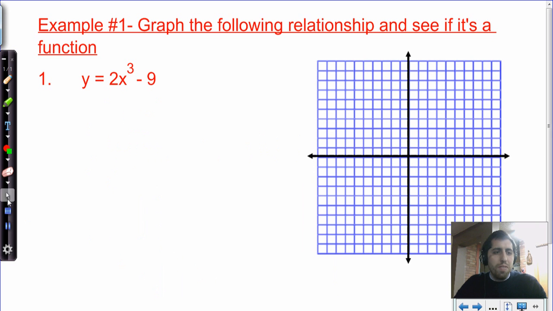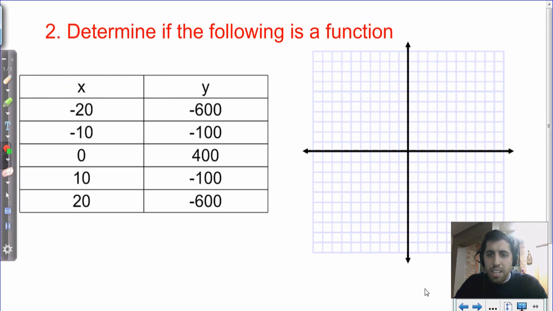Let's look at another one. Make sure you have that graphed and written, the XY chart. This next one, they already gave us the XY chart. They gave us the coordinate pairs.